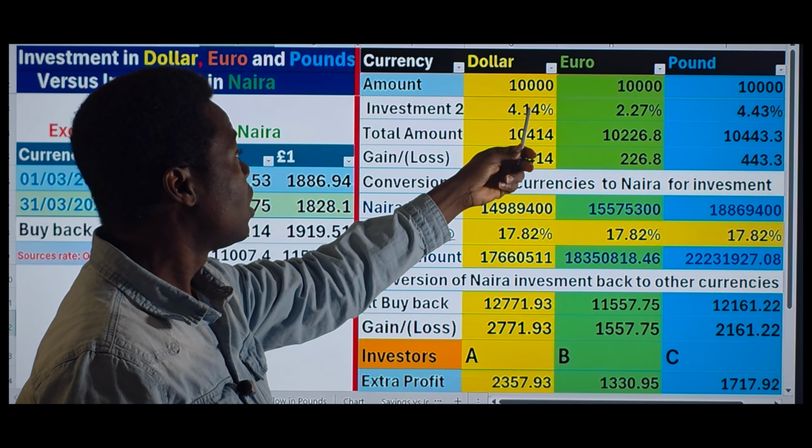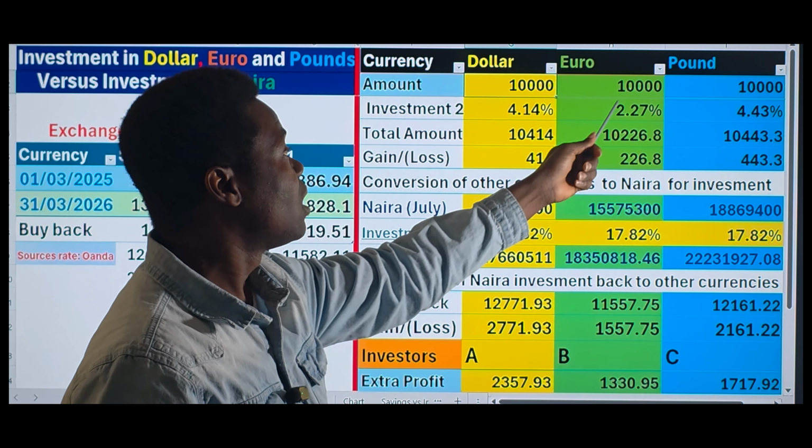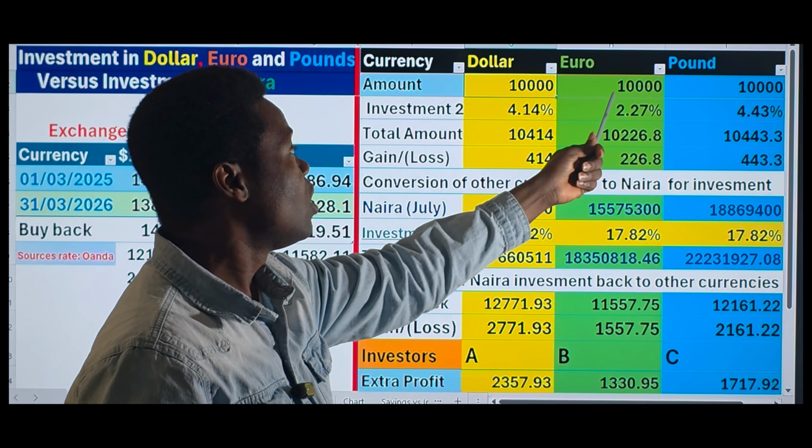But if he decides to take this 10,000 euro and invest it in Nigeria Treasury bill at an interest rate of 17.82%, he will first of all need to convert this 10,000 euro to naira. How will he do that? He will have to use the exchange rate as at 1st of March 2025, which is the date he is going to carry out that investment.